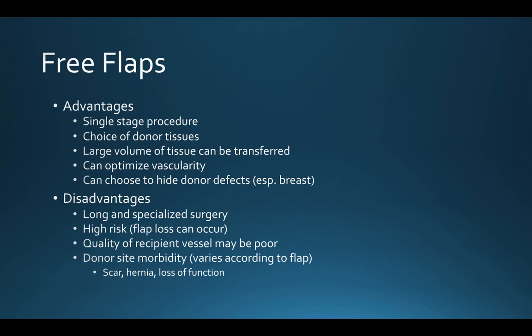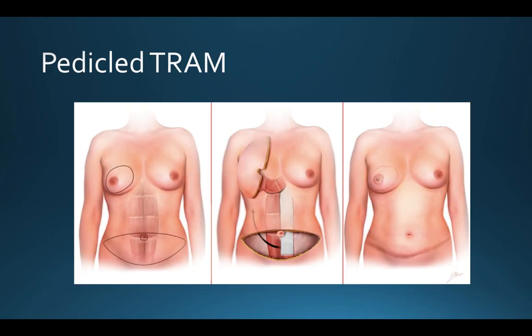You don't really know the quality of the recipient vessels very well until you get in there, and they could be poor. And then also donor site morbidity, which varies according to the flap. You can have scar, hernia, loss of function, etc. So then I'm just going to go through a few examples of these.